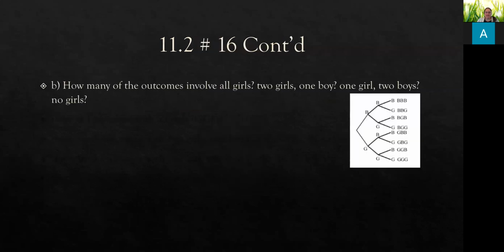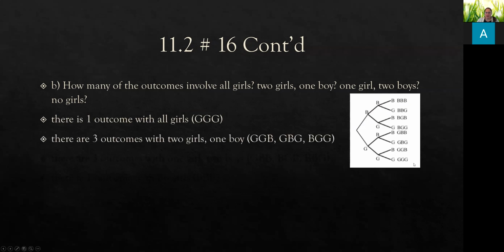Part B says, how many of the outcomes involve all girls, 2 girls and 1 boy, 1 girl and 2 boys, or no girls at all? So there's 1 outcome that has all girls, girl, girl, girl. There are 3 outcomes that have 2 girls and a boy. So you could have girl, girl, boy, girl, boy, girl, or boy, girl, girl.